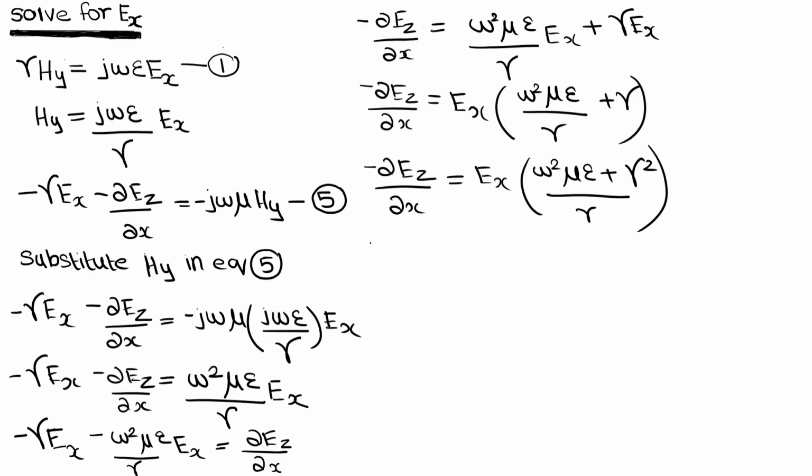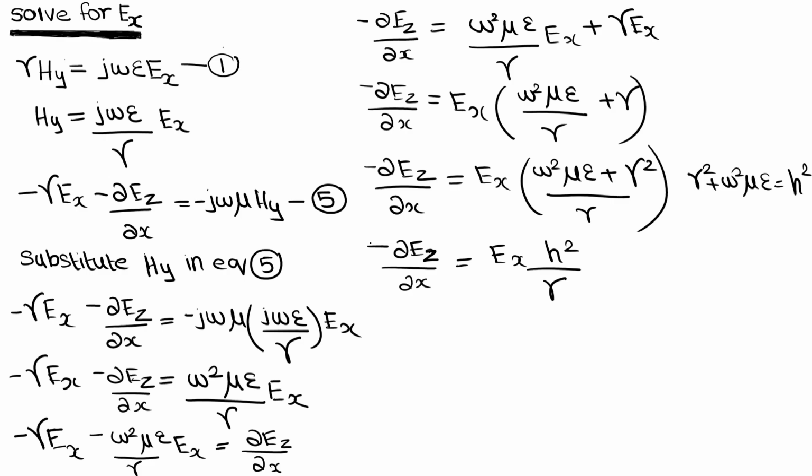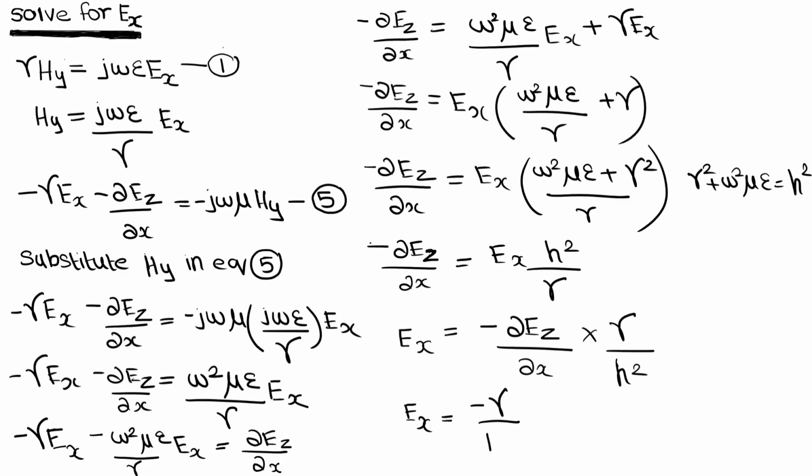Here gamma square plus omega square mu epsilon is equal to h square. Now replacing this with h square, the equation becomes minus dou Ez upon dou x equal to Ex into h square upon gamma. Now we want the field component Ex. That is Ex equal to minus dou Ez upon dou x into gamma upon h square. So Ex equal to minus gamma upon h square dou Ez upon dou x.